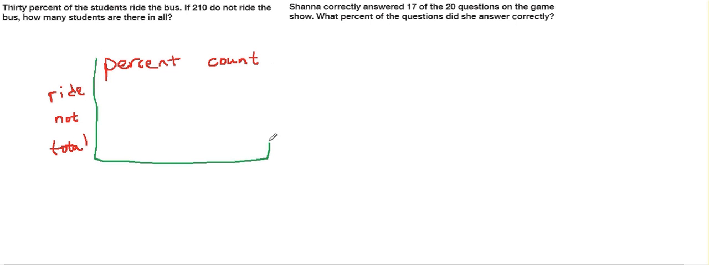So we've got a percent, and there will be a count of actual students and not just a percent. And then what are we looking at? We're looking at riding, not riding, I'll just put not, and total. Okay, let's change color. What we've got here is another table. Crudely drawn, I know, but it gets us through.